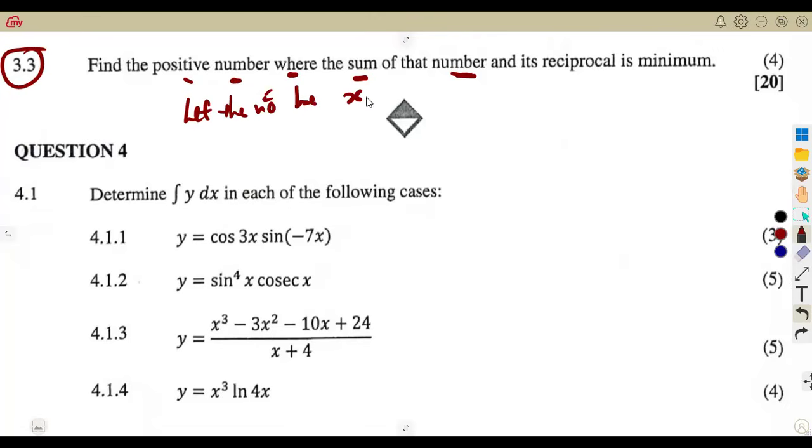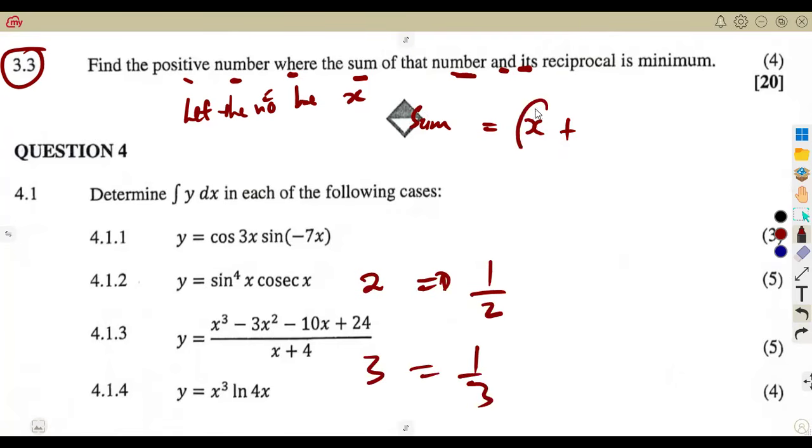Let the number be x. So they are saying the sum means what? You're adding. So the sum is going to be x plus, and what? You're adding that number and its reciprocal. And its reciprocal. What is the reciprocal? The reciprocal of 2 is 1 over 2. The reciprocal of 3, 1 over 3. So what about the reciprocal of x? That is 1 over x, the inverse.